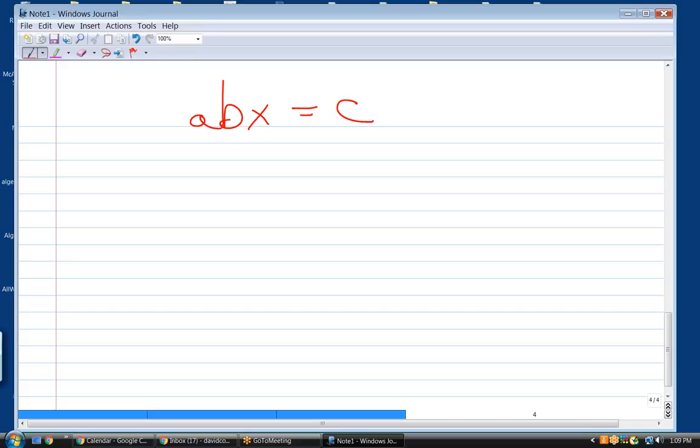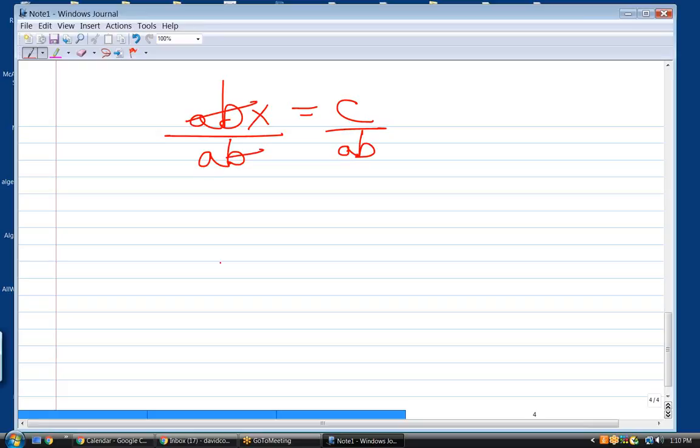How do I solve for x? Which means I have to get rid of the a and the b. What are the a and the b doing right now? Multiplying. Exactly. So what do I have to do to get rid of them? What's the opposite of multiplication? Divide. Yes. So if I divide by AB, I have to divide both sides.